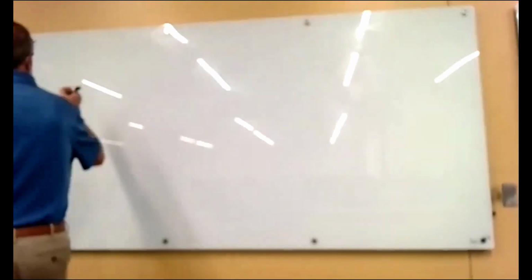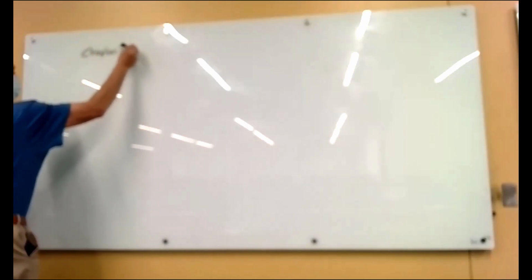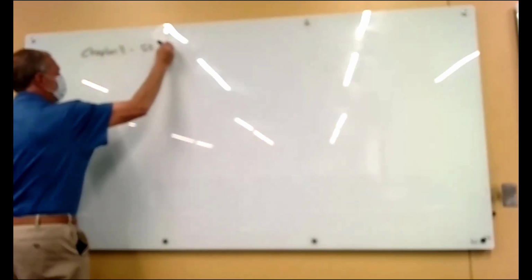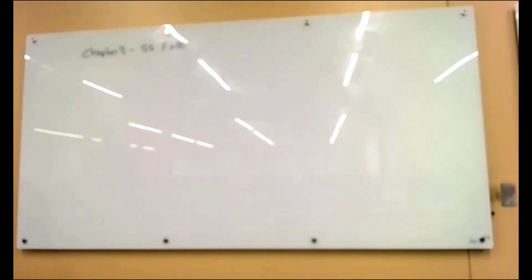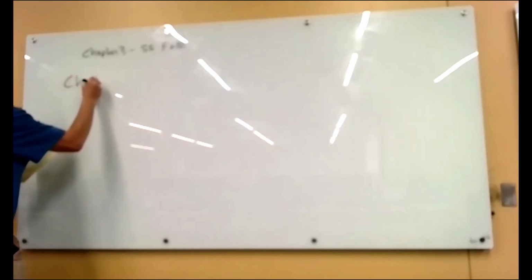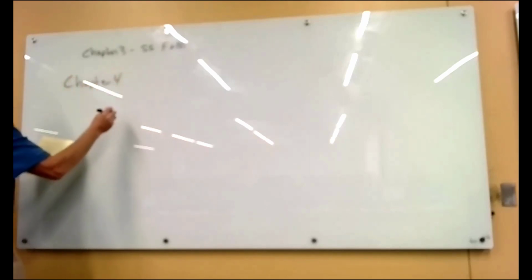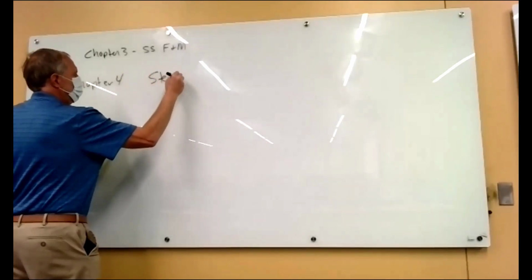So we're now done with chapter 3, the steady state forces and moments. We will come back to chapter 3 when we want to look at the perturbed forces and moments. So we're talking about perturbed flight, but we're not going to do that yet. So we're going to jump to chapter 4, and we're going to study steady state flight.